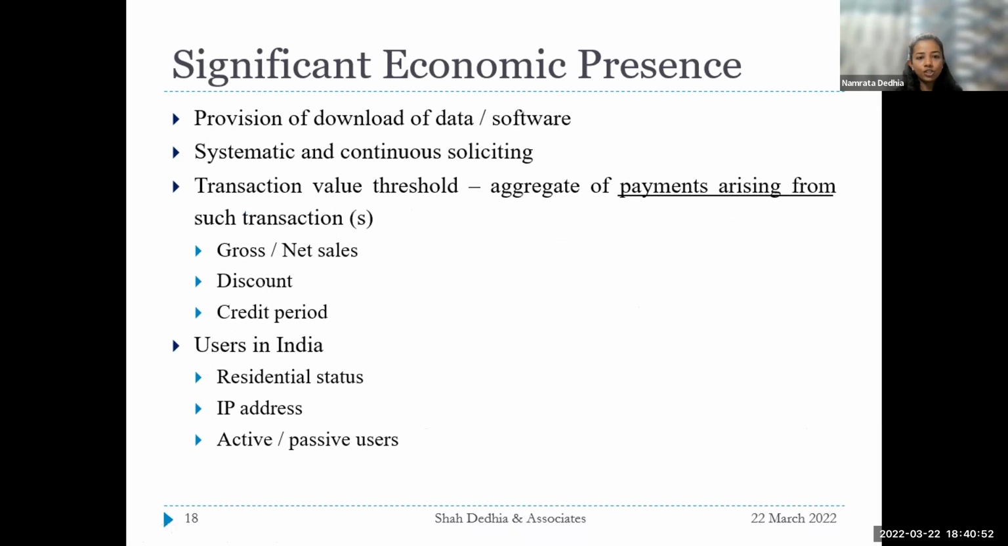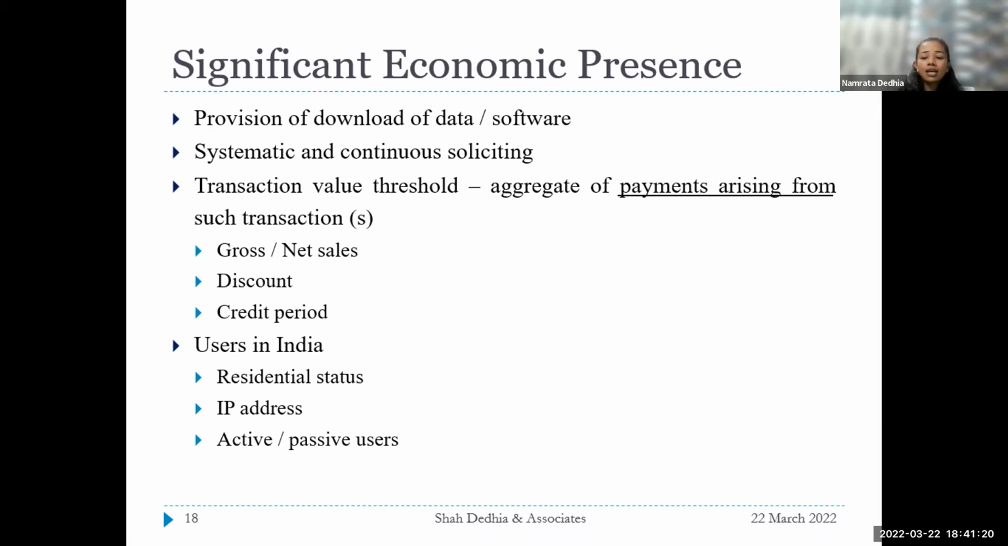These were the issues that I listed broadly. There is no definition of what you mean by provision or download of data or software. There is no definition of what is systematic and continuous soliciting. Then the threshold value for sale that has been defined, which is 2 crore rupees: whether you'll consider the gross sales, whether you'll consider the discount offered. What about the credit period?